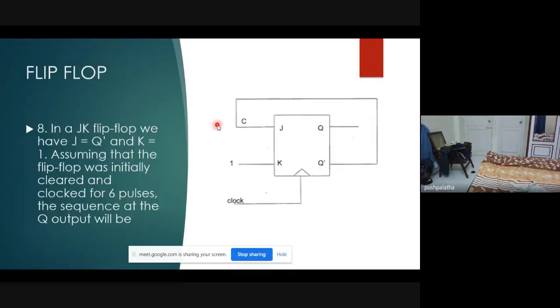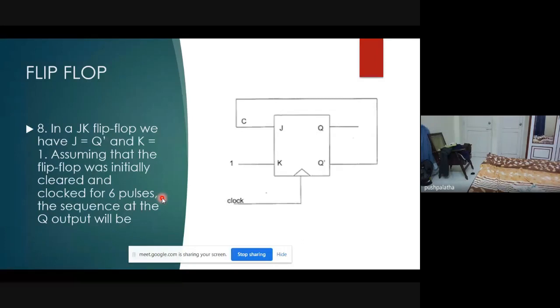Next, we'll see a flip-flop. In a JK flip-flop, we have J equal to Q bar. Whatever the Q value is, J will be the Q bar. And K equal to 1. K is given as a high value. Assuming that the flip-flop was initially cleared, which means it is reset, and clocked for 6 pulses.